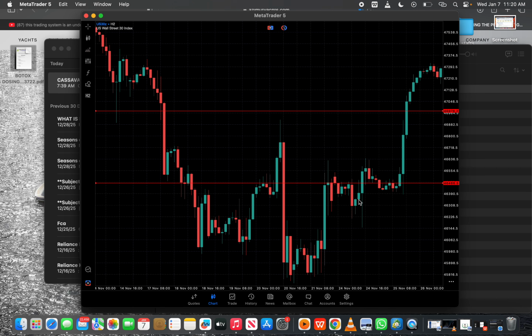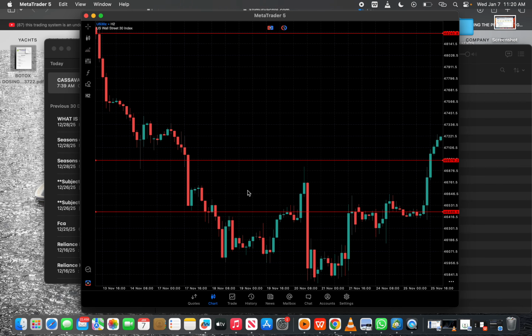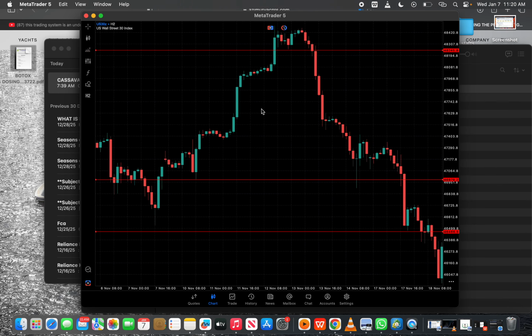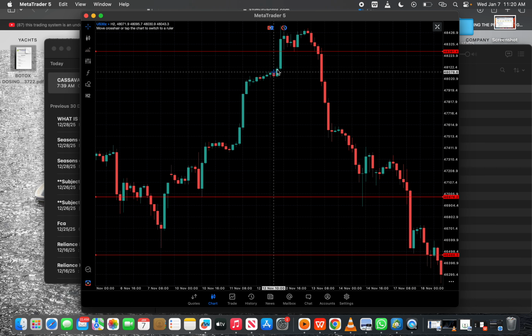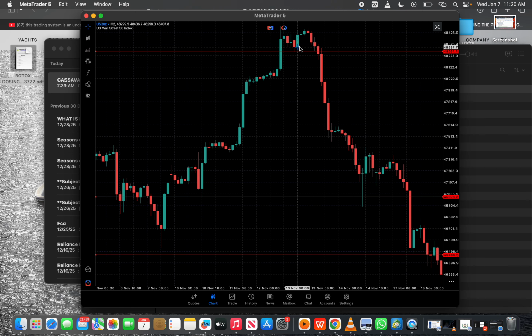Another setup was this, but I remember this took quite a lot of time, but it ran. So this is November. Let me show you this one. This was so beautiful. Now look at this. This level generally has become a support level. Look at it. So price comes here, it bounces, but it buys here.